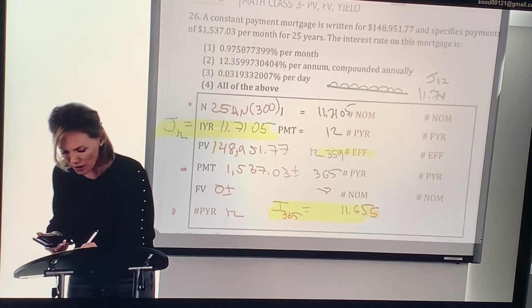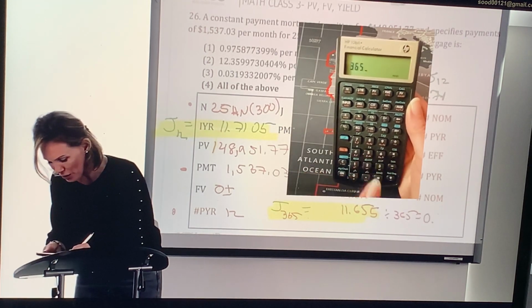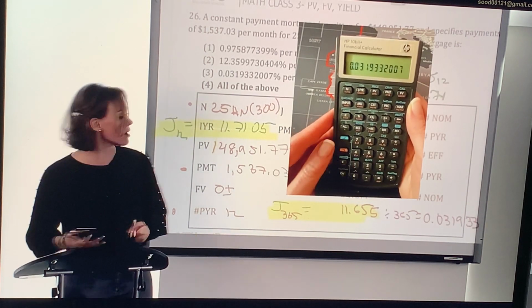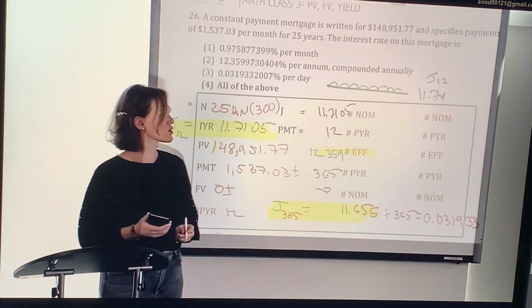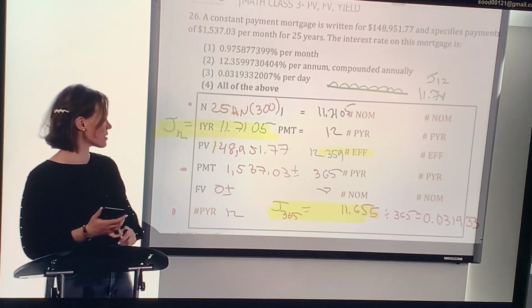Let's see how much it comes up to. It should match answer number 3. Divided by 365 equals, mine came up to 0.031933, and so on. Right? And it's definitely matching this. Okay, so for the exams, you don't need to check all 3. Just pick the easy 2. If they both match, then you would pick all of the above and be done with the question.